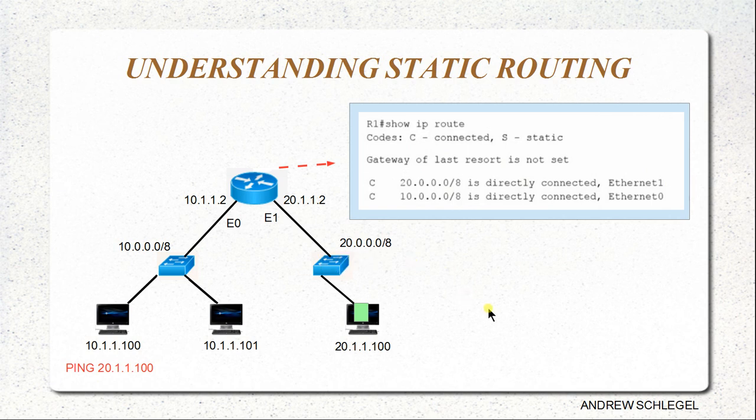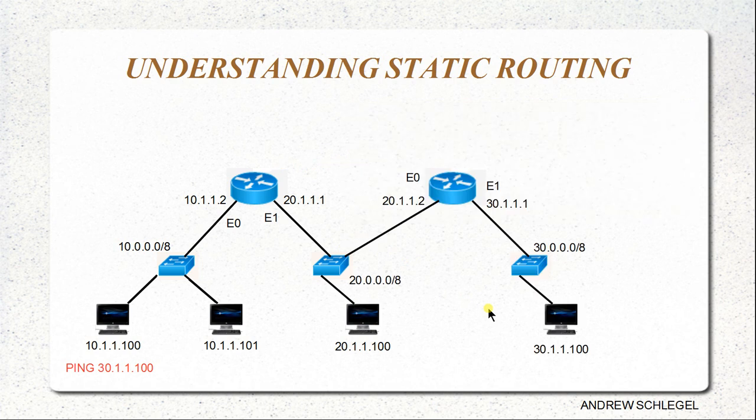Okay, so now let's just add another network, a 30/8 network over here. And we'll put these IP addresses on the router interfaces.